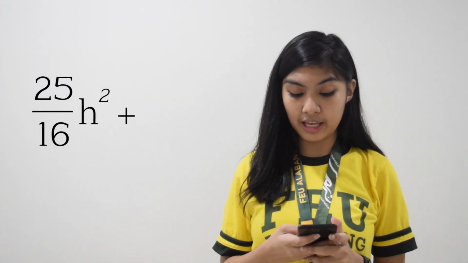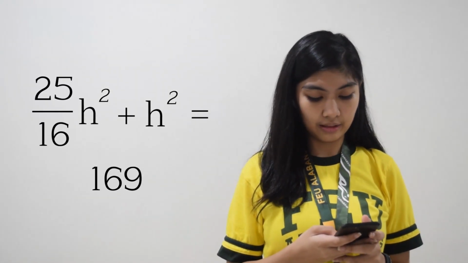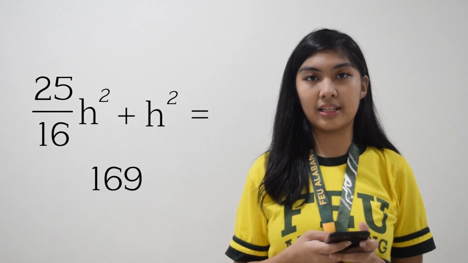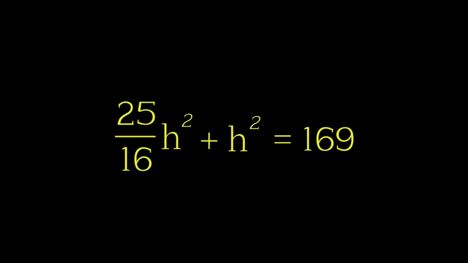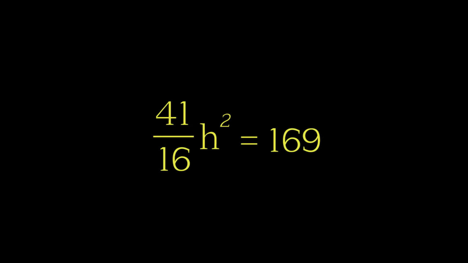The next step is to perform the operation indicated. The quantity 5/4h squared will be 25/16h squared plus h squared equals 169 because 13 squared is 169. So the 25/16h squared plus h squared will be 41/16h squared equals 169.